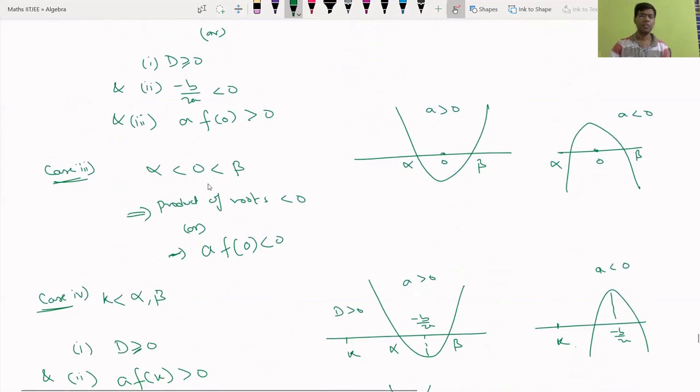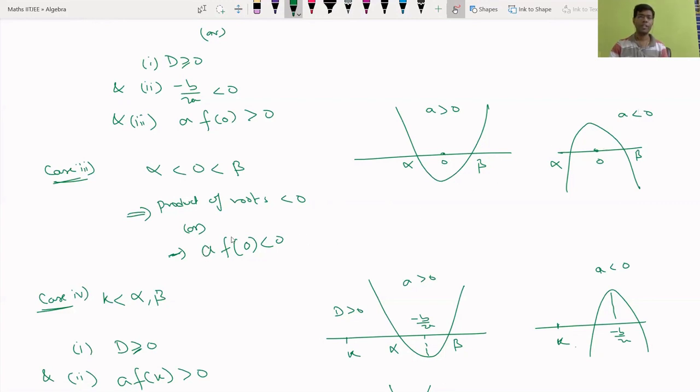Now the next condition was when one root is negative and the other root is positive. In that case, we can't say anything about the sum because it will depend on the magnitude, or the distance, of alpha from 0 and the distance of beta from 0. As such, we can't explicitly say anything about the sum. But one thing we can say is about the product: the product of the roots will be negative because one of them is negative and the other is positive. Or otherwise, we can say that when A is positive, f of 0 is negative, and when A is negative, f of 0 is positive.